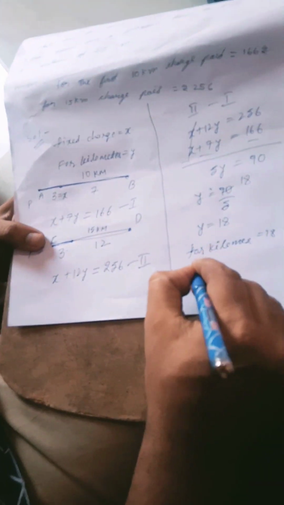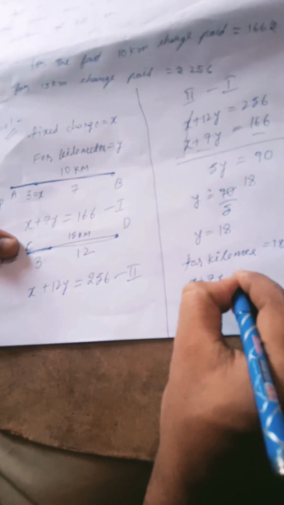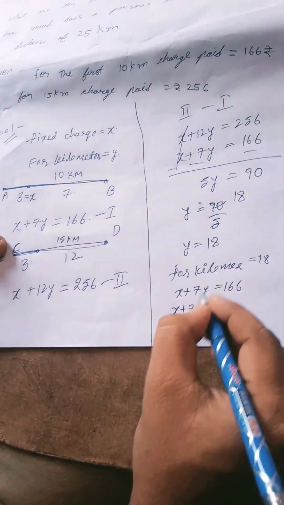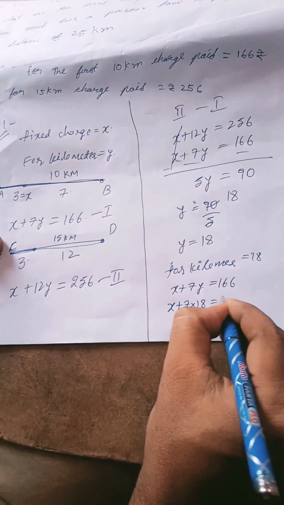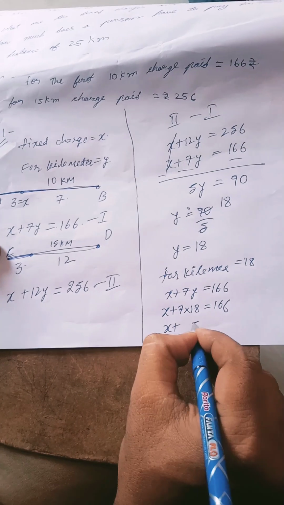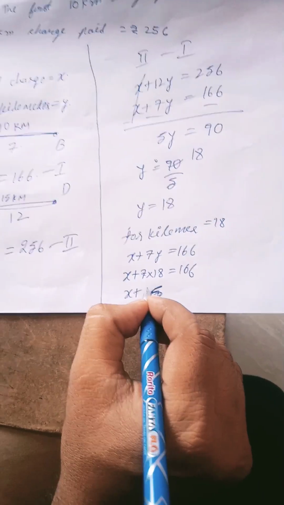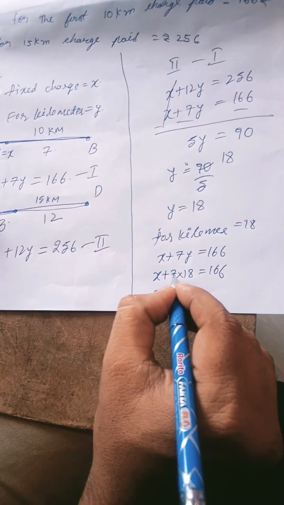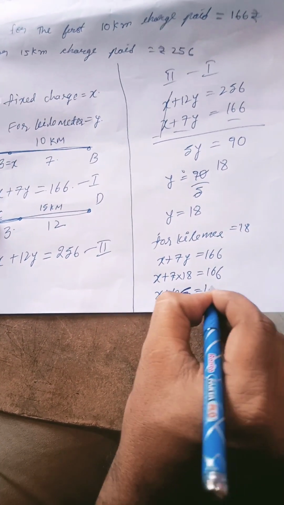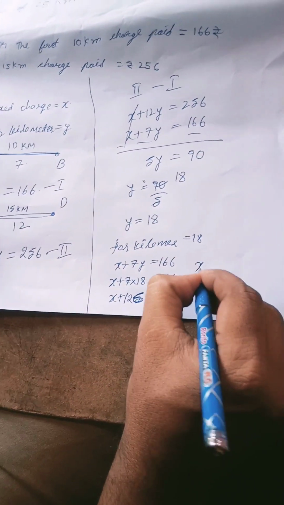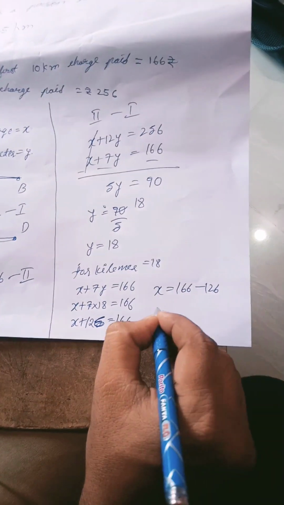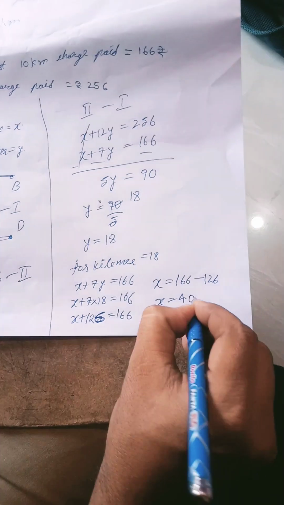But X plus 7Y is equal to 166. Putting in the given value 18 for Y, X plus 7 times 18 is equal to 166. 7 times 18 is 126. So X plus 126 is equal to 166. X is equal to 166 minus 126, which is 40 rupees.